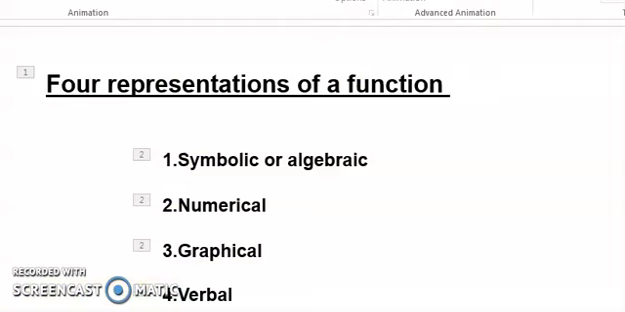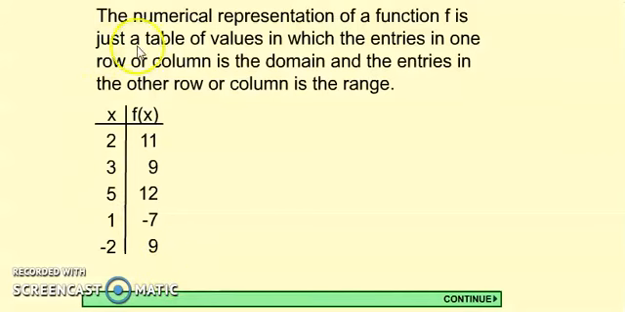Now second type is numerical. Numerically, how can we represent a function numerically? So here we go. The numerical representation of a function f is just a table of values in which the entries in one row or column is the domain and the entries in the other row or column is the range. Here, this is your domain. These values of x represent your domain and these values, which is f of x, it is also equal to y, are the values of your range.